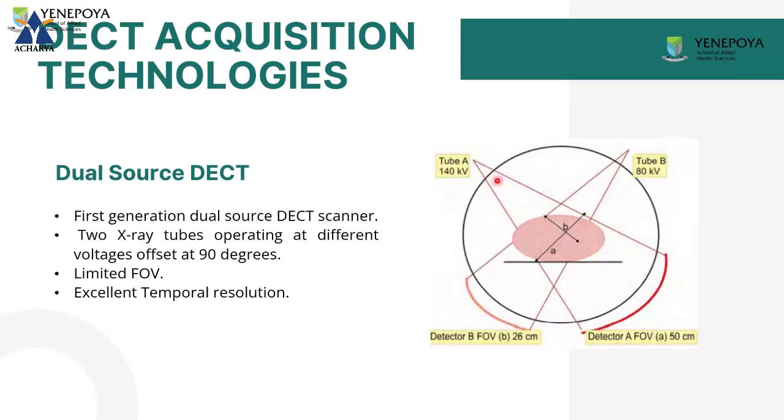It is not like 80 kV will take the scan first and then the 140 kV scan will start. It works simultaneously. Both acquisitions are taken together, because of which you will get excellent temporal resolution. So this is all about dual source, dual energy CT. It becomes very expensive because of the two X-ray tubes, but it will provide excellent temporal resolution when you compare it with other technologies, which you will see in the further slides.